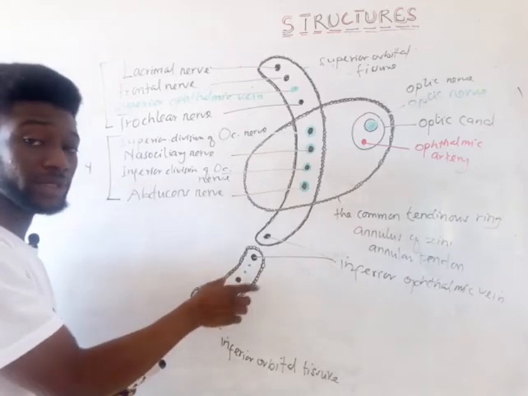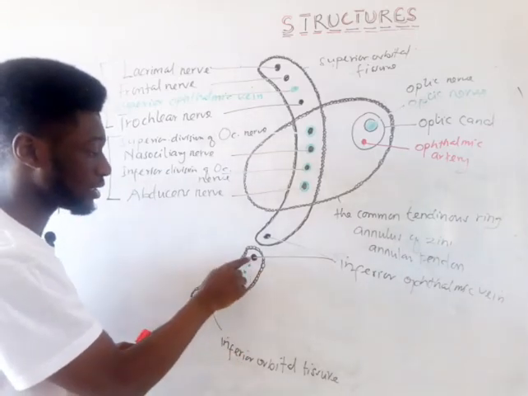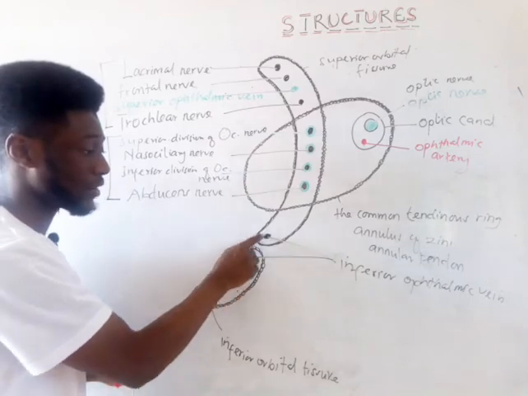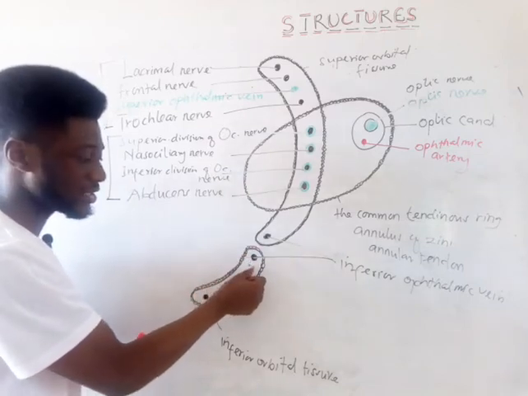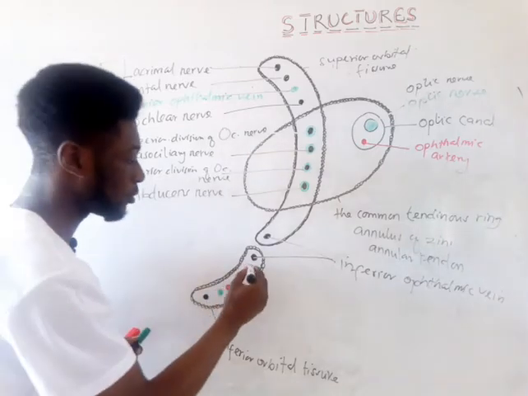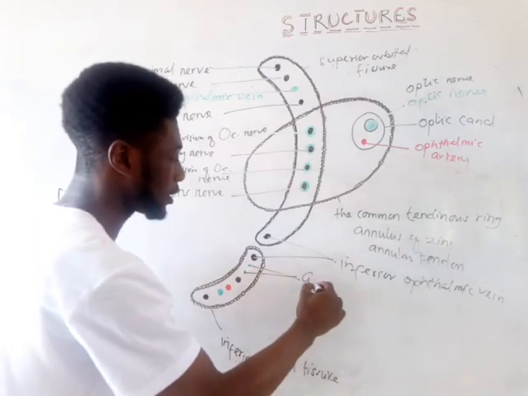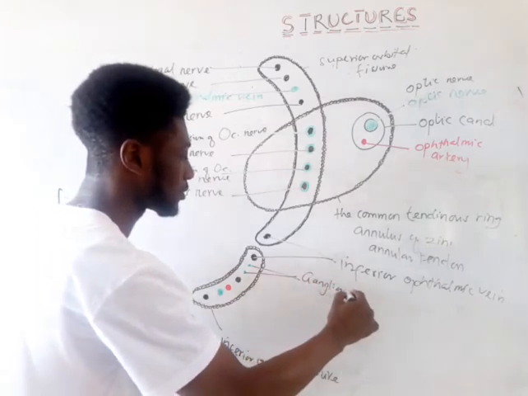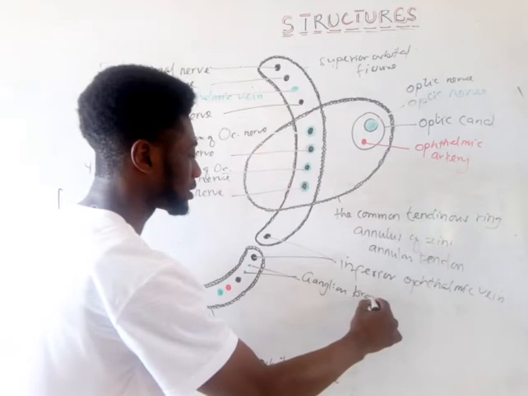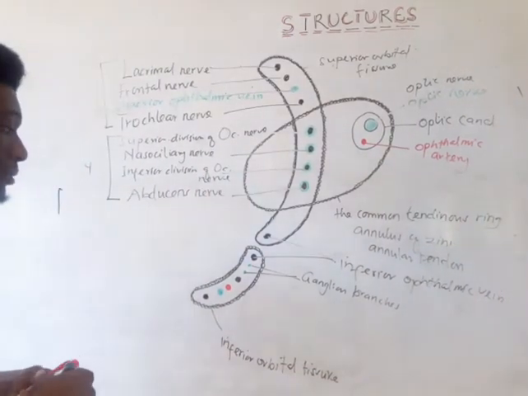That is the inferior orbital fissure. Structures in the inferior orbital fissure: you won't say the inferior ophthalmic vein. Now this small green structure in here refers to the ganglion branches from the pterygopalatine fossa, the ganglion branches into the maxillary, right, from the pterygopalatine fossa.